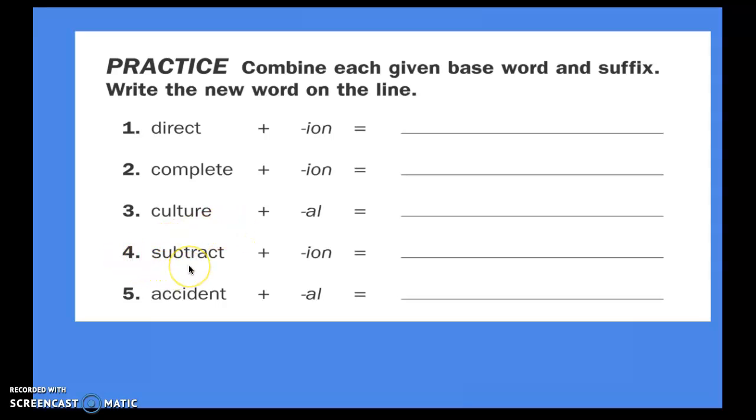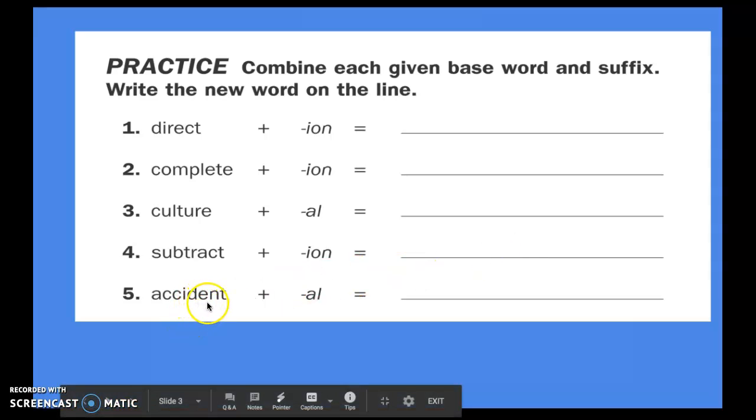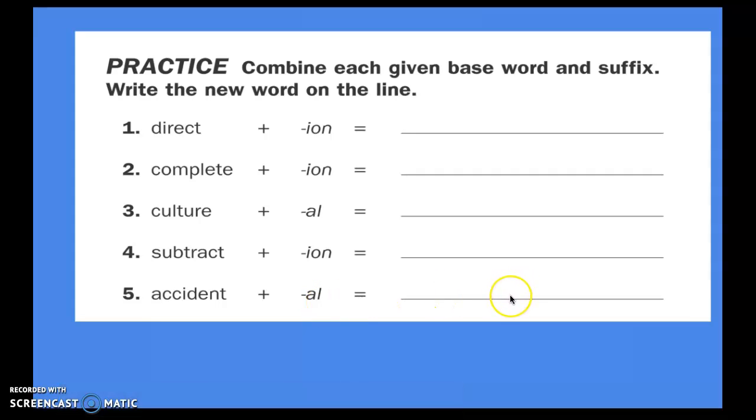Number 4 is subtract plus ion, and I'm going to form a new word by combining these two parts. So I'm going to change this word from being a verb, which means, subtract, you're doing the subtracting. Then I'm going to add the ion, and I'm going to now make it a noun. So go ahead and write that word. Number 5 is accident plus al is going to give me a new word. It's going to give me an adjective.